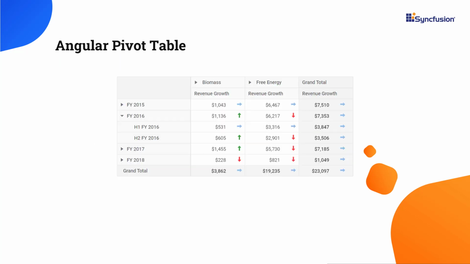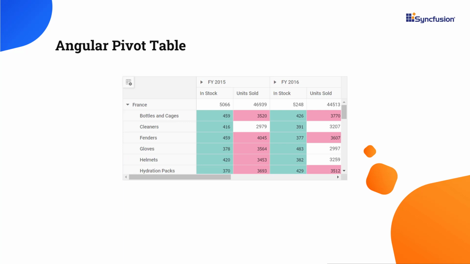Look at this example where you can see the pivot table cells are customized with profit, neutral, and loss icons based on the measured data. A green and pink background color was applied to the pivot table cells by setting the conditions for the measure values. Now I will demonstrate how to add icons to the Angular pivot table cells based on the measure fields.